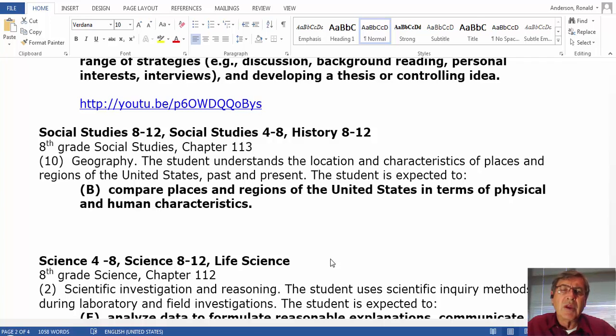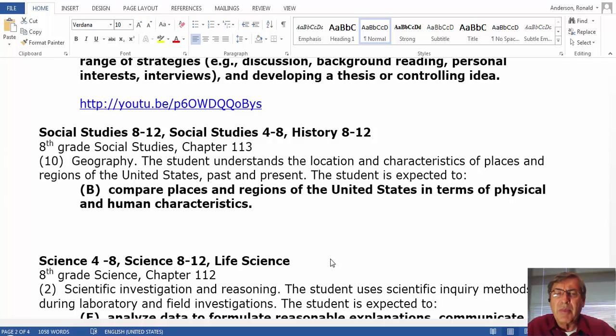CLP2. 8th grade, Geography. The student understands the location and characteristics of places and regions of the United States, past and present. The student is expected to compare places and regions of the United States in terms of physical and human characteristics. Important words here, important terms.